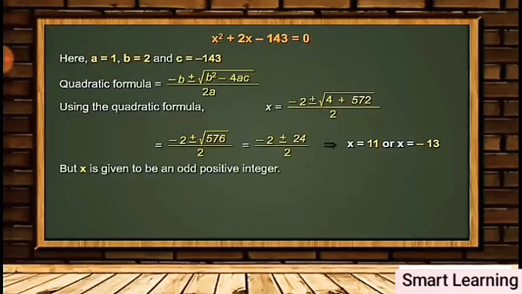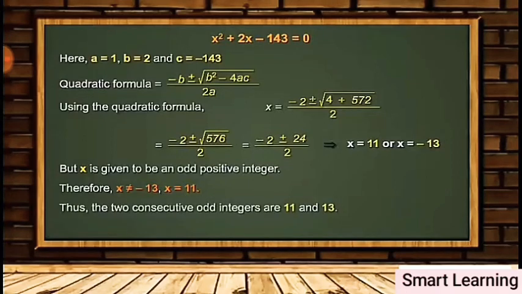But in the question, x is given to be an odd positive integer. Therefore, x is not equal to −13. x is equal to 11. Thus, the two consecutive odd integers are 11 and 13. Let us check the answer. The square of 11 plus the square of 13 is 121 + 169, which is indeed equal to 290, the same as given in the question.